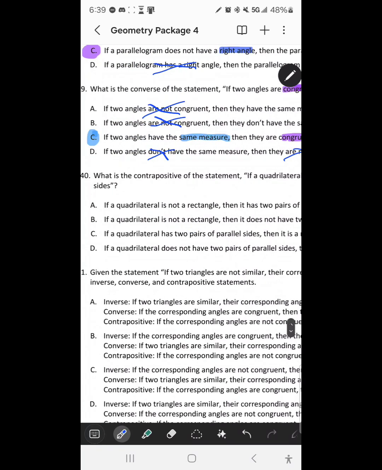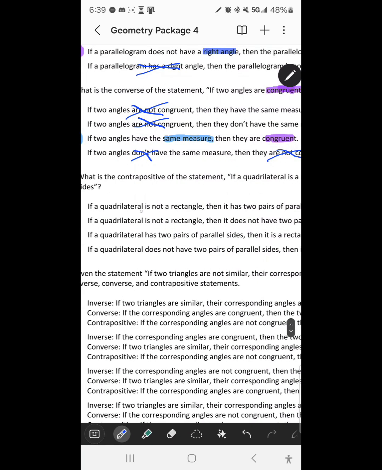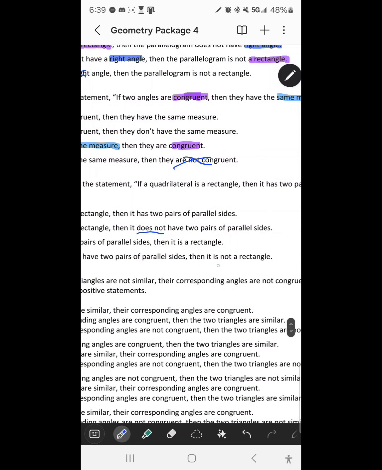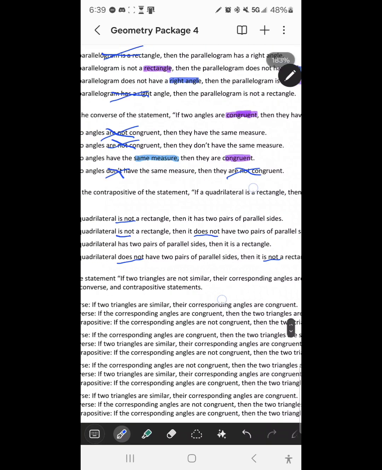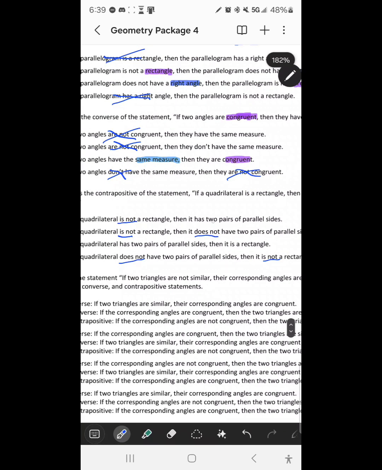So we are looking for a not. We have a not here, and here. Now the thing is, here we have a not on this side, but we do not have a not on the other, so we are not denying anything. So this one is not right, and this one is not right.